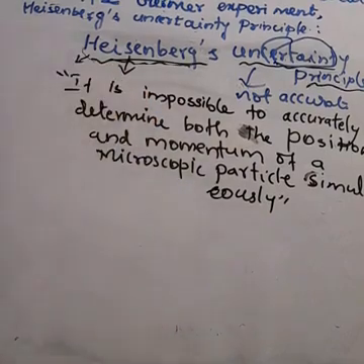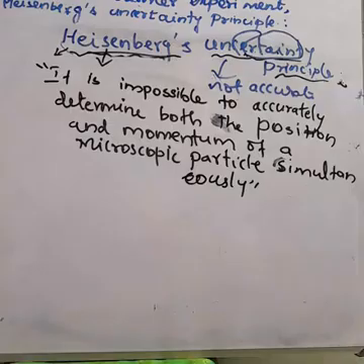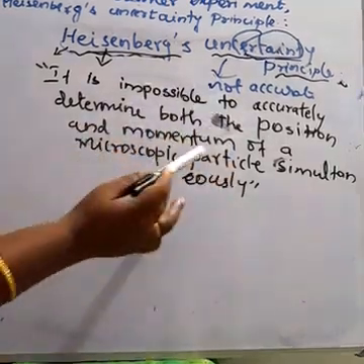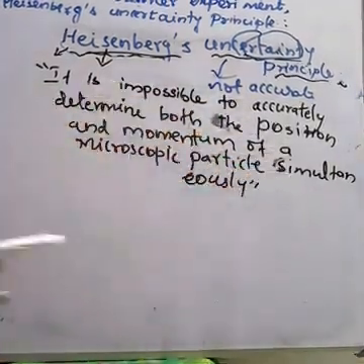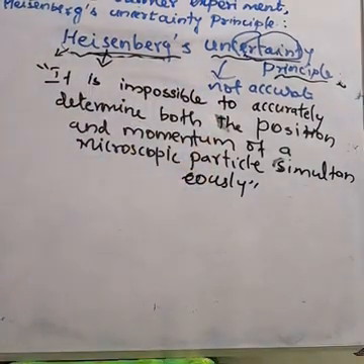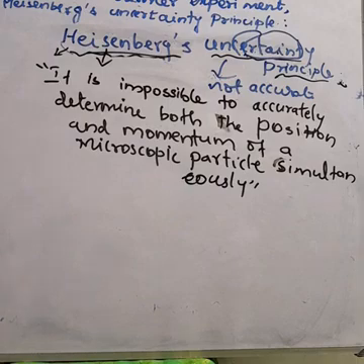Uncertainty means there is some error in the value. Simultaneously means at the same time we cannot measure the position and momentum of the particle. It is impossible to accurately determine both the position and the momentum of a microscopic particle simultaneously. But in the case of a macroscopic particle, we can determine the position and the momentum. Momentum relates to the speed of the particle.